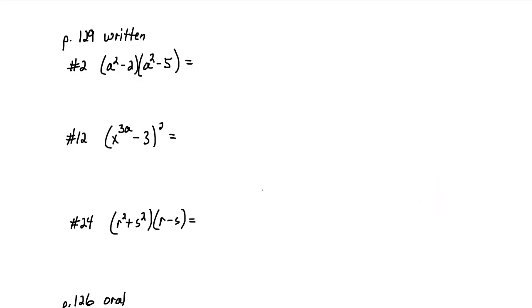For page 129 written, let's continue to multiply polynomials. This first one fits the pattern where you use FOIL. A squared times a squared is a to the 4th power. Now the outer product is -5a squared. And the inner product is -2a squared. And the last, -2 times -5 is +10. Now combine those like terms.